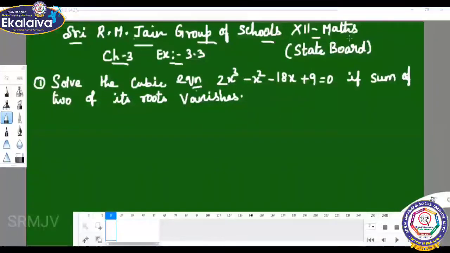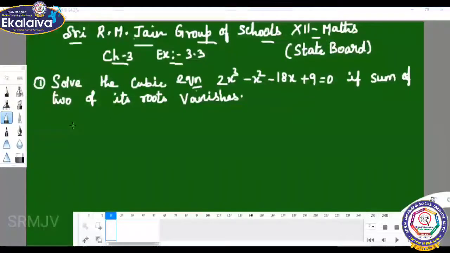This is 12th standard maths, state board, chapter 3, exercise 3.3. See the first sum. Solve the cubic equation 2x cube minus x square minus 18x plus 9 equal to 0, if the sum of its two roots vanishes. What is the meaning of vanishes?